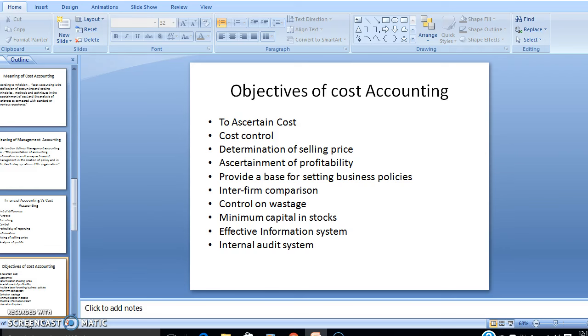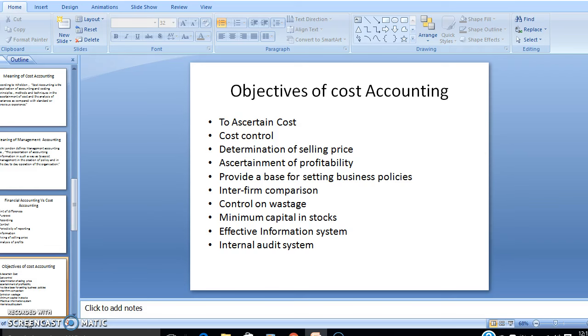Our next objective is an effective information system. The objective of cost accounting is to prepare regular reports regarding material, labor and other expenses and to communicate those reports at the effective level of management to make them effective.